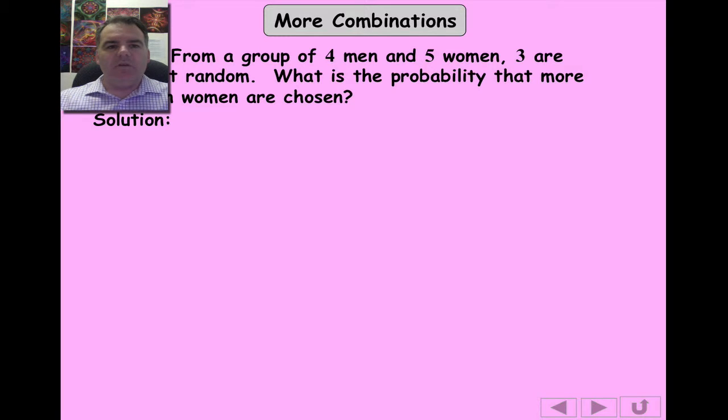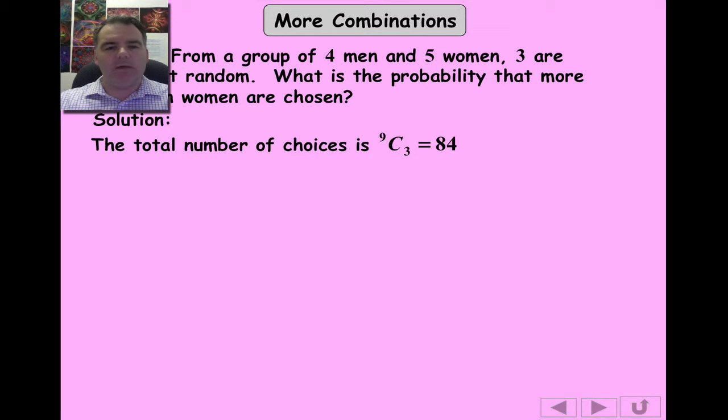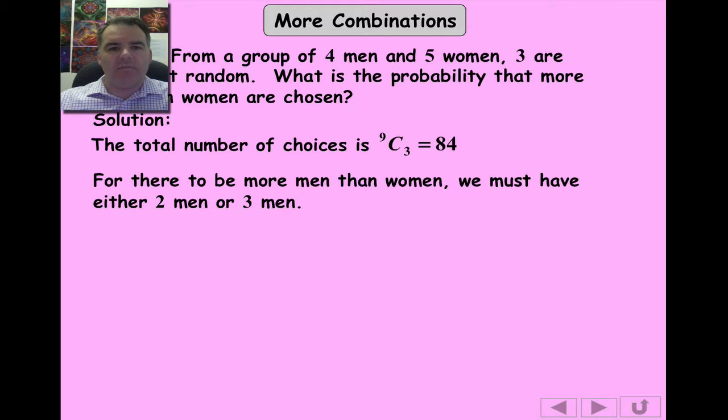Last one. From a group of 4 men and 5 women, 3 are chosen at random. What's the probability that more men than women are chosen? Alright, so more men than women. Remember we've got 3 being chosen, so more men than women would mean that we'd have 2 or 3 men in our chosen group. So this is a probability question, so all you need to do to convert these problems to probability is say the number of ways that you can choose this group divided by the total number of ways that they can be chosen. So in this case we've got 9 people, we're choosing 3 at random, so 9 choose 3, 84 is the total number of ways this can be done.